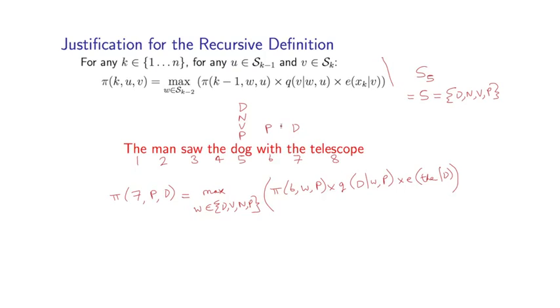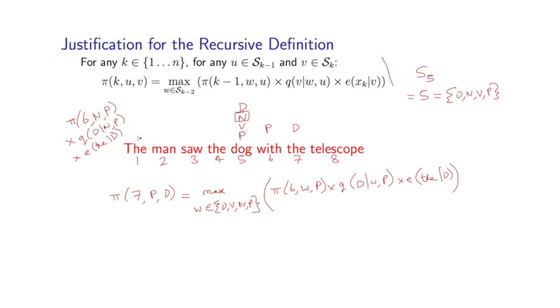The reason we do that is if we fix a particular tag, say N, at position 5, then the following property holds. The highest probability path going through tags NPD at positions 5, 6, and 7 has to have probability pi 6 NP times Q of D given NP times E of there given D. So that's the highest score for any tag sequence ending in NPD at positions 5, 6, 7.